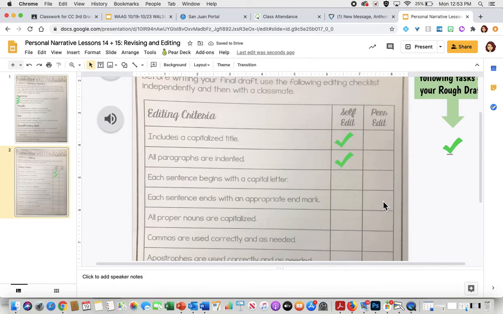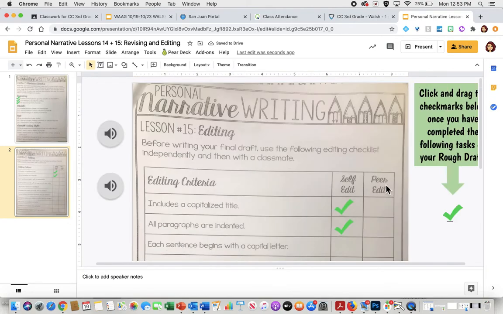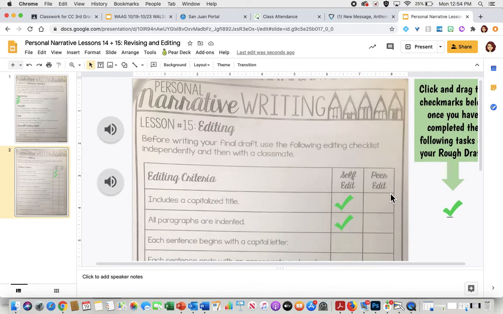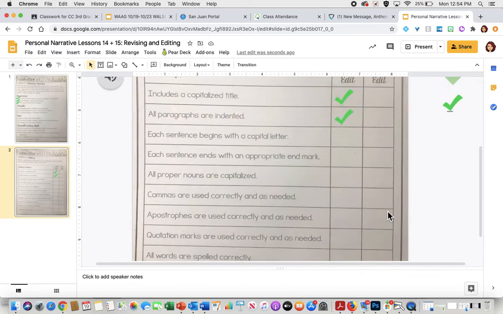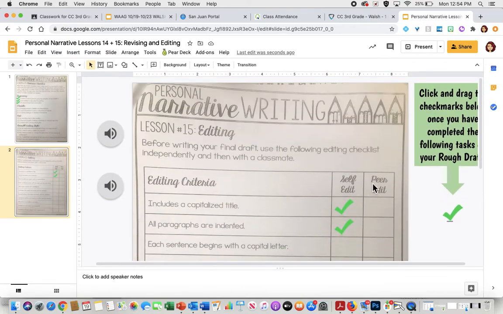And then you're going to see that there is a second column. This second column says peer edit. For peer edit, your job is to find someone in your house that is older to look over your writing. What I mean by someone that is older is someone that is actually in third grade or older, or a higher grade. That way, you're making sure you have someone that is at your level or higher looking at your work to make sure that it is the best that it can be.